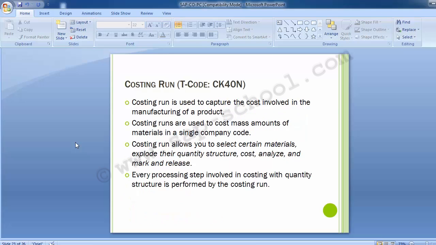Moving to the next is the costing run. Costing run is used to capture the cost involved in the manufacturing of a product. And this is the final execution which is done at the period end as an activity, and once this costing run is done, the cost of the product is known. Costing runs are used to cost mass amounts of materials in a single company code. Costing run allows you to select certain materials, explore their quantity structure, cost, analyze, and mark and release it. Every processing step involved in costing with quantity structure is performed by the costing run.